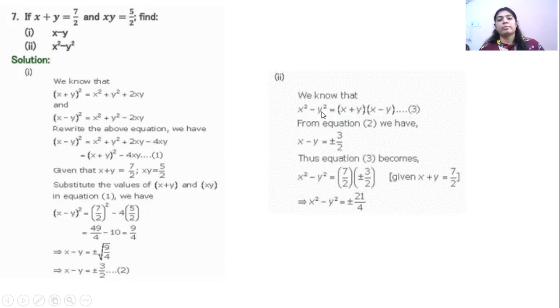We know that a square minus b square is (a plus b)(a minus b). So here replace a with x and b with y. x square minus y square is equal to (x plus y)(x minus y). Put the value of x plus y as 7 by 2 and x minus y as plus minus 3 by 2. Then we'll get plus minus as it is. 7 into 3 is 21, 2 into 2 is 4. So x square minus y square is equal to plus minus 21 by 4.